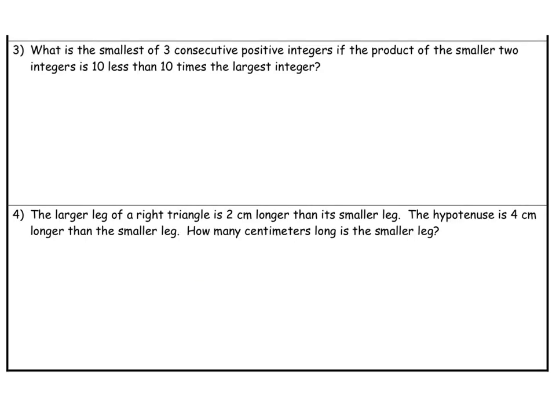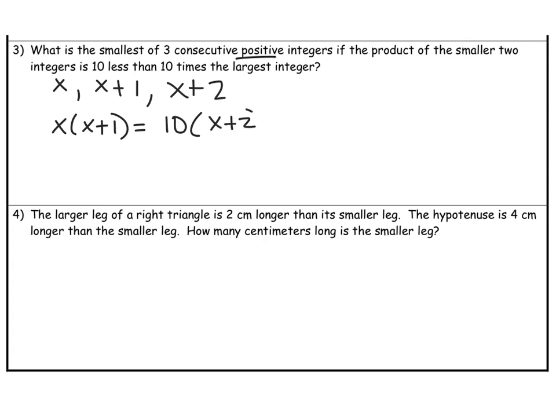In number 3, it says, what is the smallest of 3 consecutive positive integers if the product of the smaller two is 10 less than 10 times the largest? So remember back when we did consecutive integers, we would do x and x plus 1 and x plus 2. It purposely says positive so that when we get our final answer, if there's a negative, we're only looking at the positive. To write the equation, I'm going to do the product of the smaller two is equal to 10 less than 10 times the larger one.